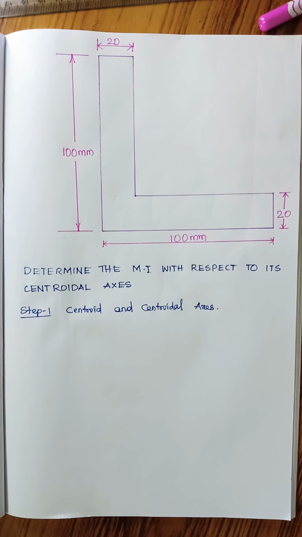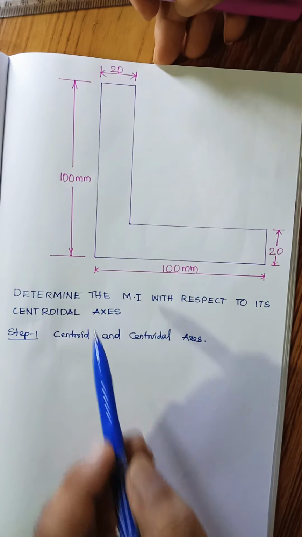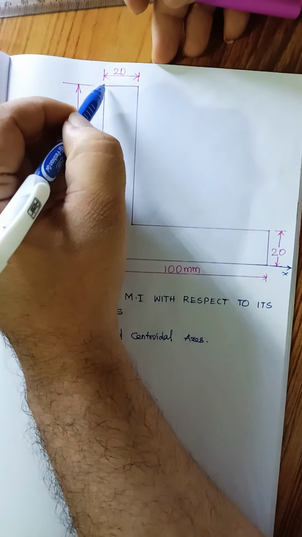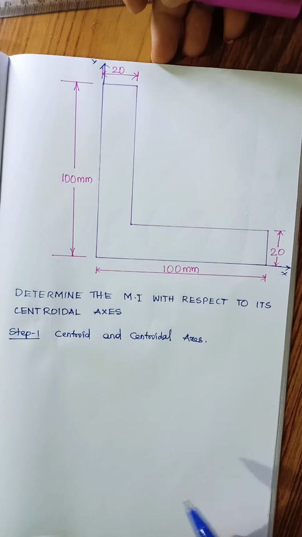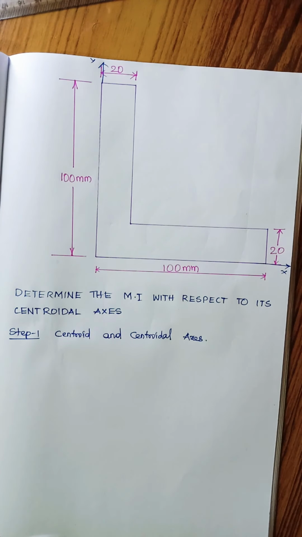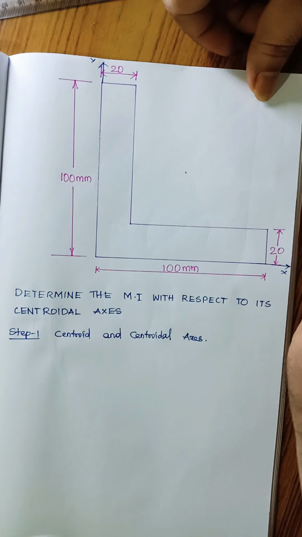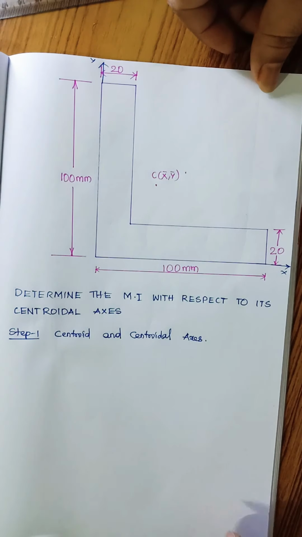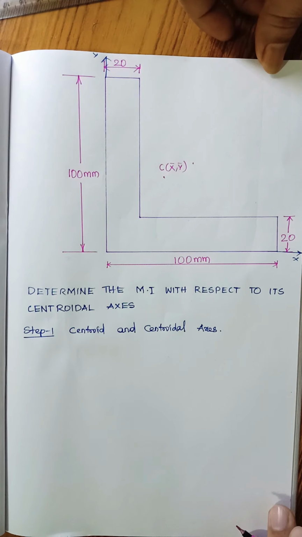Now to solve this type of problem, the first step is we have to determine the centroid as well as the centroidal axis need to be drawn. For this, what I'm assuming is let there be a reference x-axis exactly at the bottom of the section. This is the reference x-axis, and let there be some reference y-axis. Now I'll assume that there is a point capital C whose coordinates are x bar and y bar. Here x bar and y bar are the coordinates of centroid for the given L section.